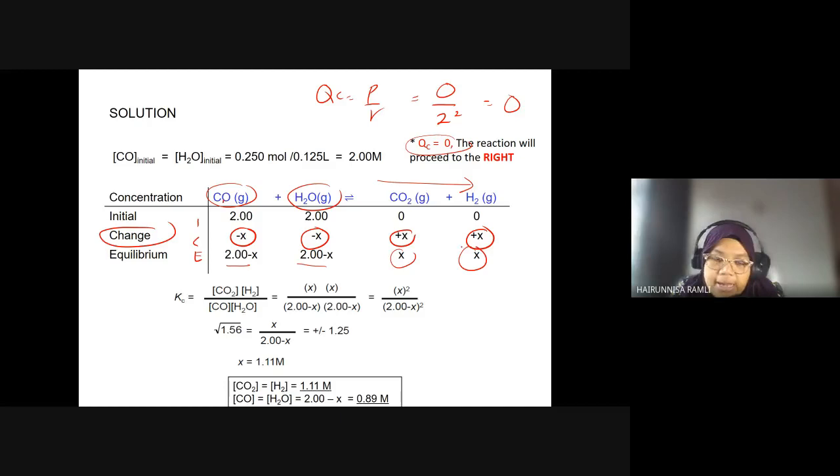Okay, now. Expression you, product of reactant kan? Now it is also equals to at this part, right? Equilibrium.